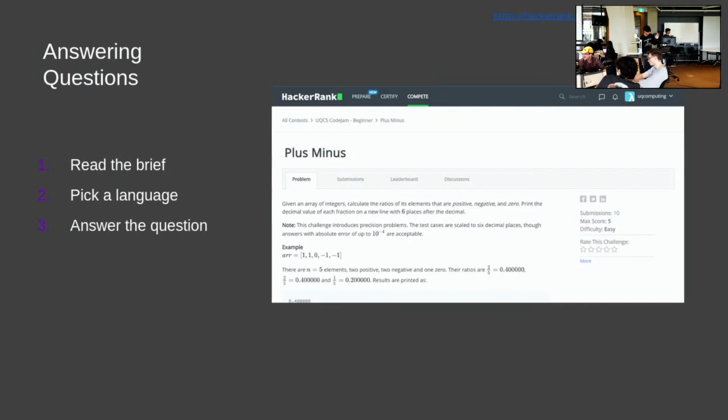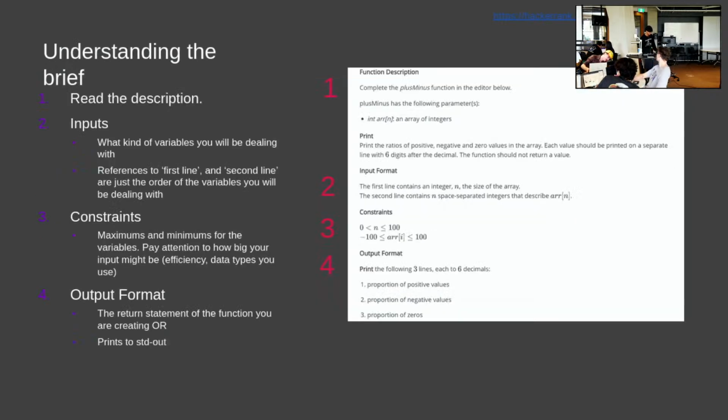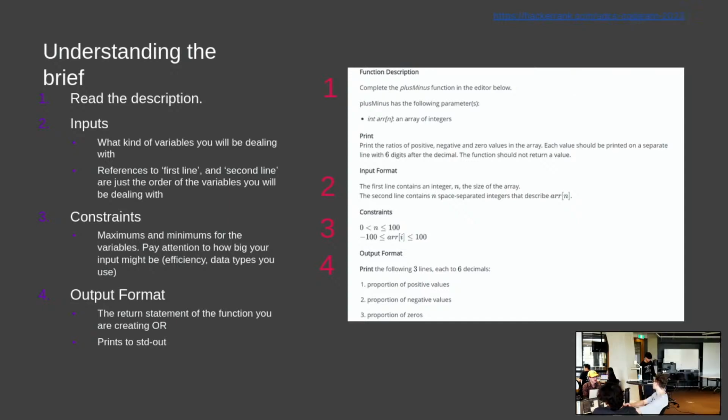When you pick a question, you go into here and have a quick read of the brief. You can pick the language that you want to solve the problem in, and then answer the question. This is probably the most important part: read the description, check the inputs, check the constraints, and then check the output format. It will basically give you all the information for the question.